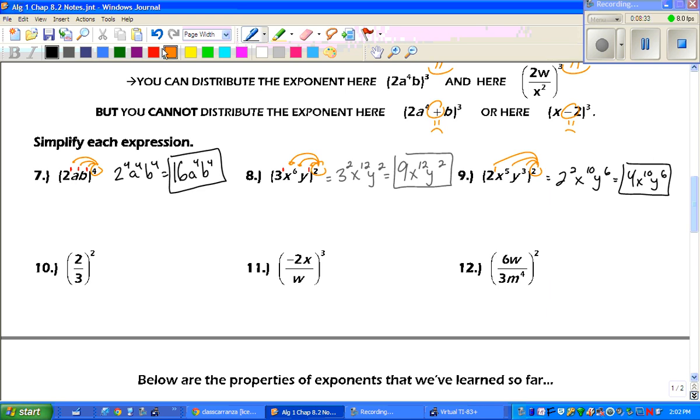All right, number 10. Remember, if there's no number there, there's always a 1. So distribute the 2, which would give you 2 squared over 3 squared, which is the same thing as 4 over 9.